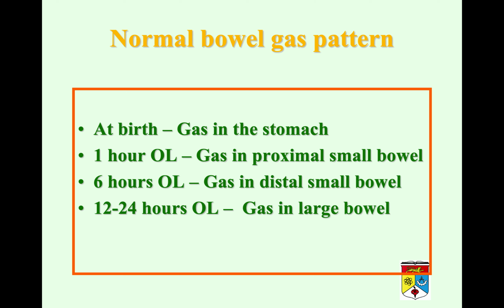Now, for a normal bowel gas pattern at birth, when the child comes out from the womb, you will see gas in the stomach if you happen to take a radiograph at the time of birth. Okay, 1 hour later, the gas has propagated and advanced into the proximal small bowel. 6 hours then it will go to the distal small bowel. Okay, so within 24 hours you should see gas in the large bowel. So whenever you receive an abdominal radiograph and the child is at 12 hours, for example, and you only see air that outlines the stomach, then you know that is abnormal.